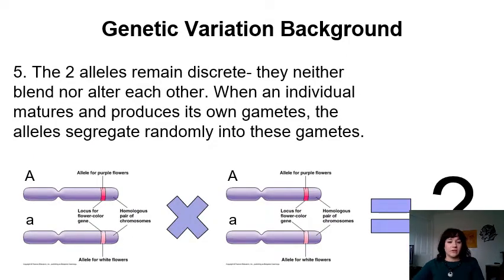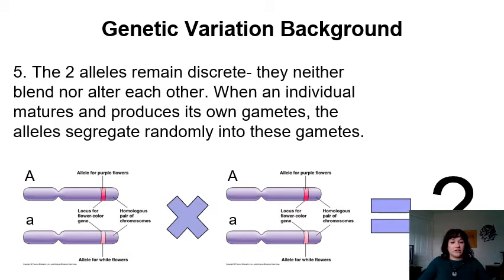So let's look at this example. All right, we have two heterozygotes that are going to mate. What will the offspring result in? Right? What are the potential color combinations that we can see in the offspring?